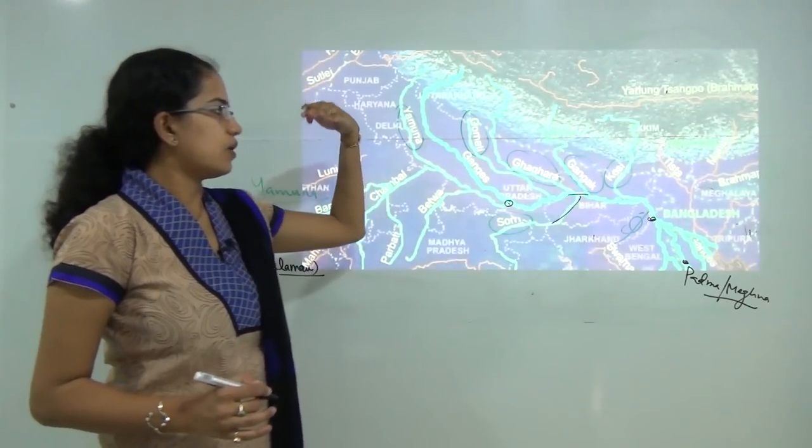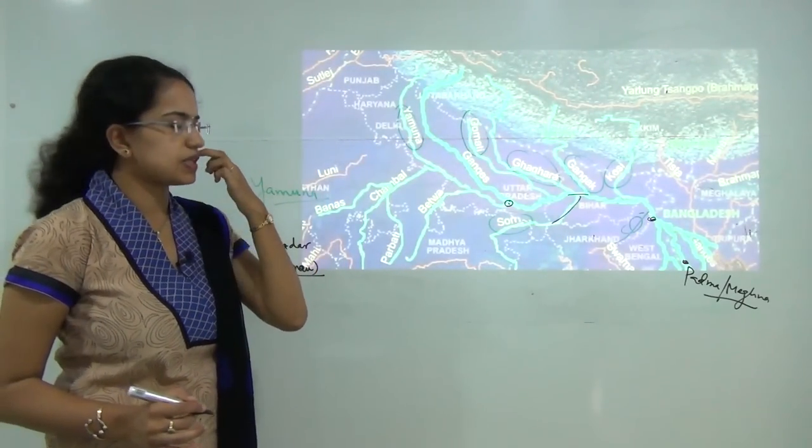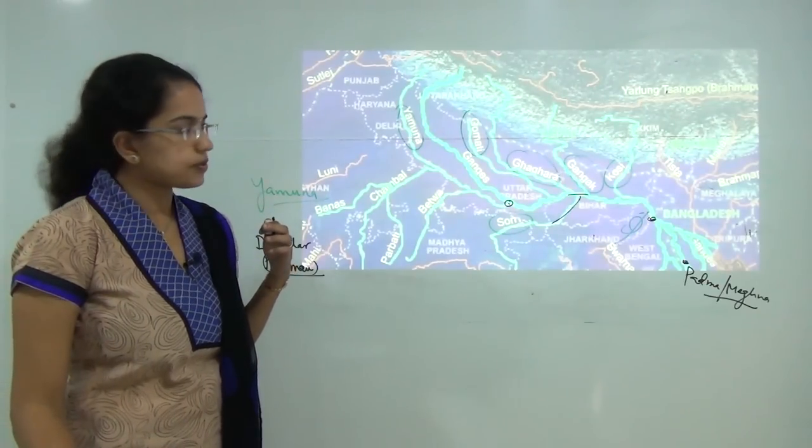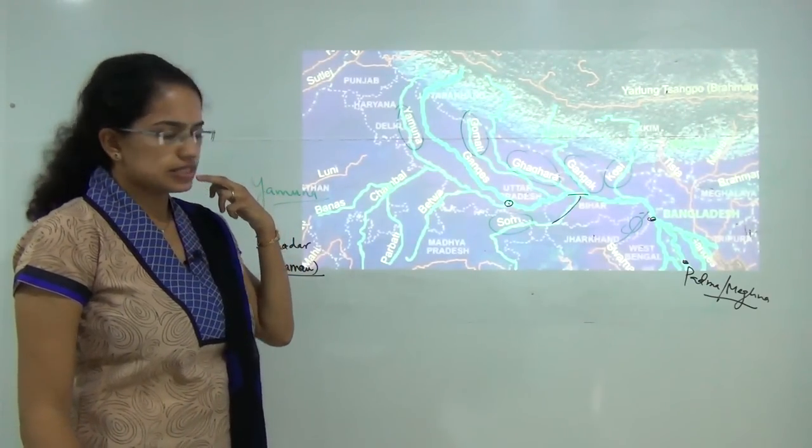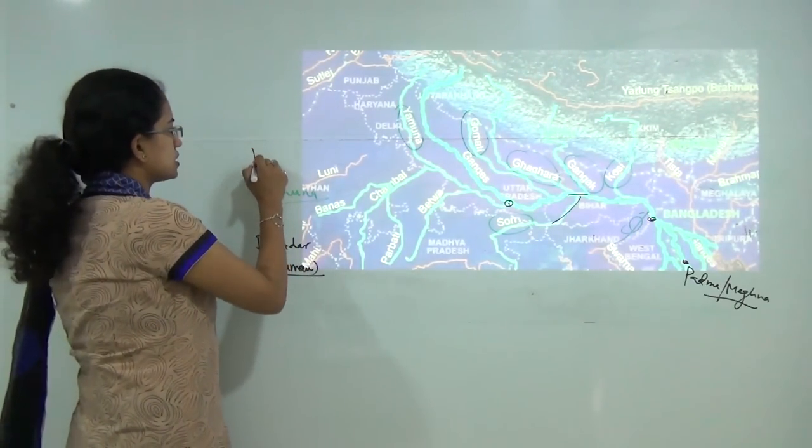Now we'll talk on about the left tributaries of Ganga. So the first left tributary of Ganga we'll be talking about is Ram Ganga. Ram Ganga originates in Kumaon.